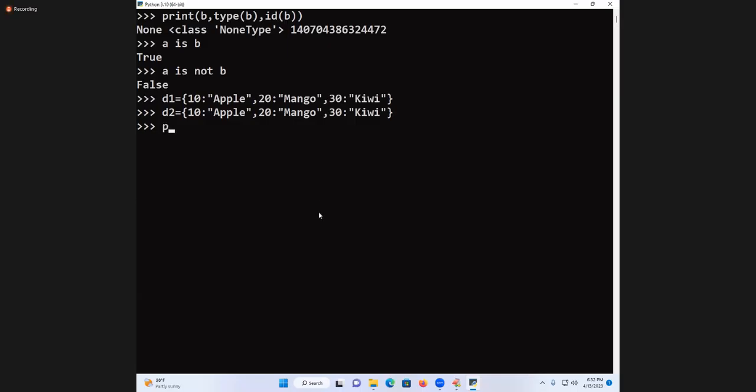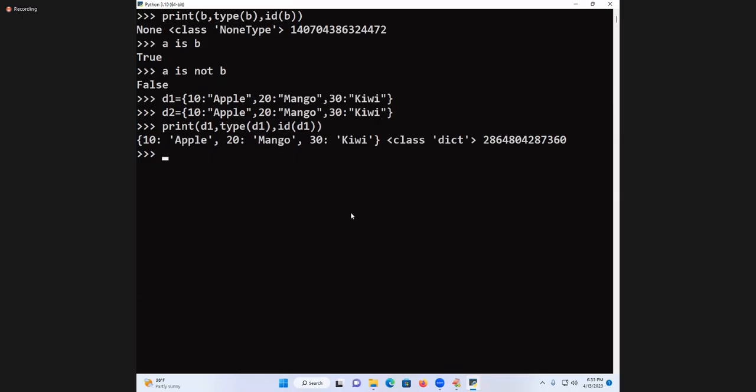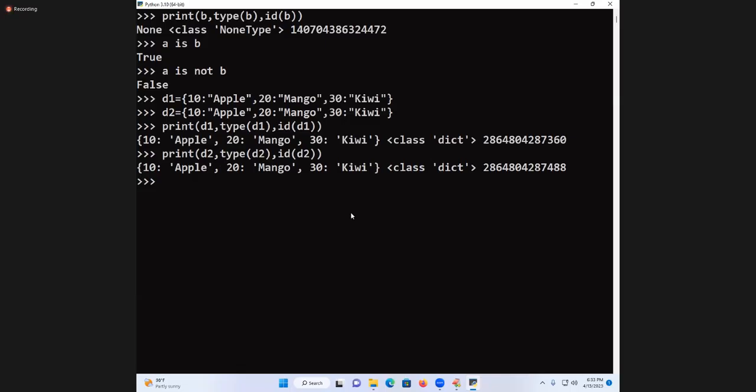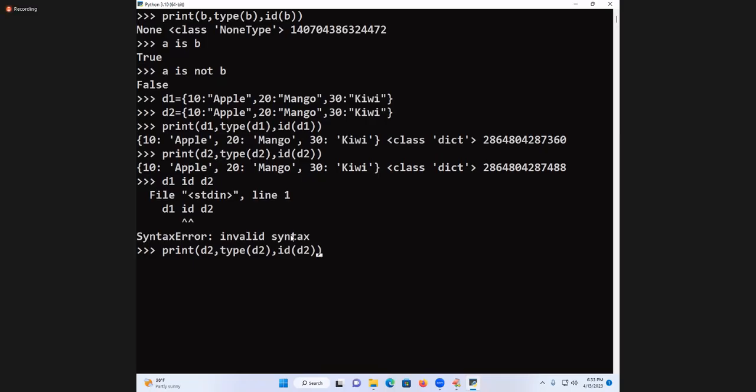Now tell me, print of D1, type of D1, ID of D1. Next, D2, type of D2, ID of D2. See that, does it contain the same address or a different address? Even though they are buying the same thing, their addresses are completely different. D1 is D2? False. D1 is not D2.